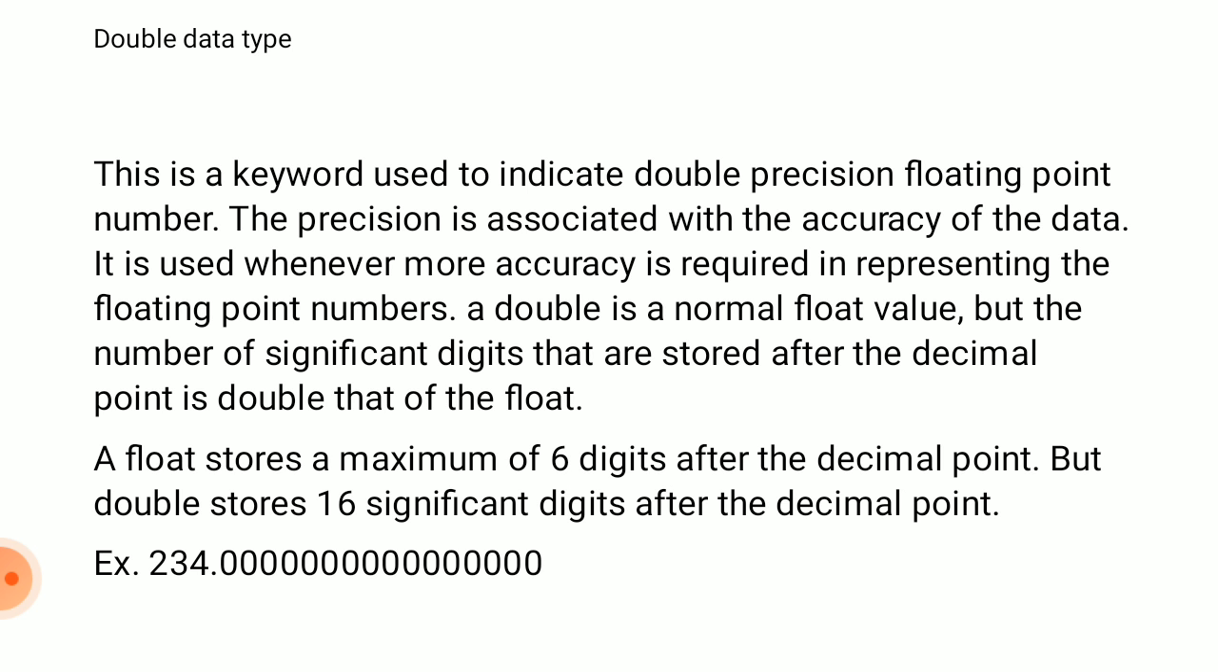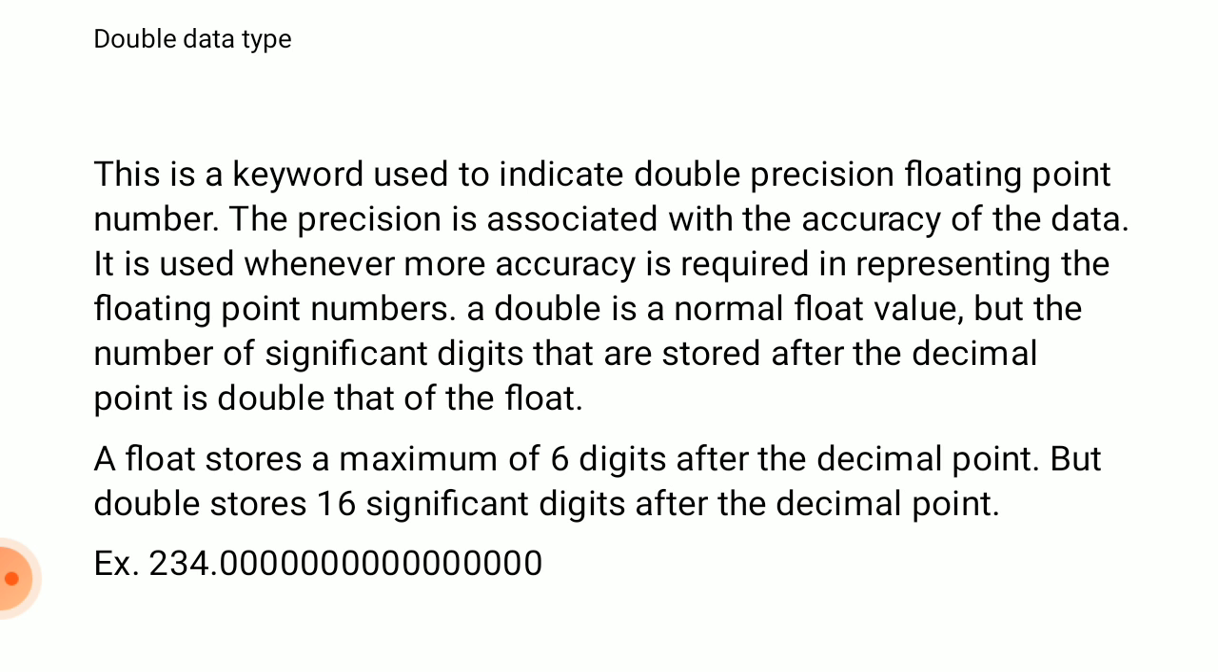A double is a normal float value, but the number of significant digits stored after the decimal point is double that of the float. So, accuracy means whenever you declare or define any floating point number, whatever digits you save after the decimal point. Okay. So, if you want the accurate value of that floating point number, then we can use a double data type. A float stores a maximum of 6 digits after the decimal point, but double stores 16 significant digits after the decimal point. Okay. So, this is the difference between float and double.